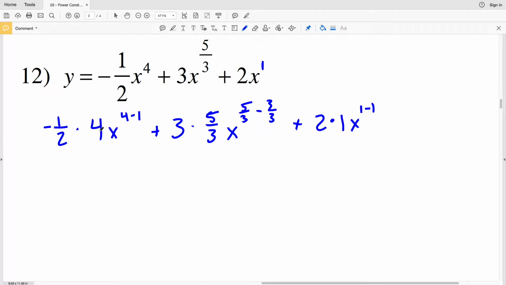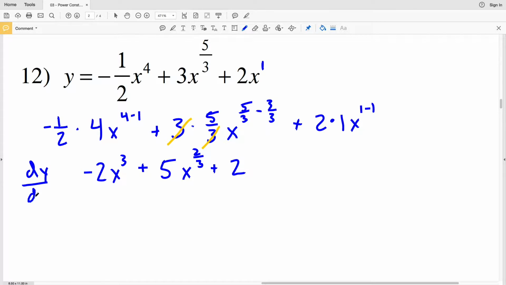So negative 1/2 times 4 is a negative 2, and x to the 4 minus 1 is x to the 3, or x to the third. And then I'm going to be adding 3 times 5/3, which my 3 will cancel out that 3 in the denominator. So I'll have 5 times x to the 5/3 minus 3/3 is a positive 2/3. And then I'll be adding 2 times 1 times 1, which is 2. So the derivative of y with respect to x in number 12 equals negative 2x to the third plus 5x to the 2/3 plus 2.